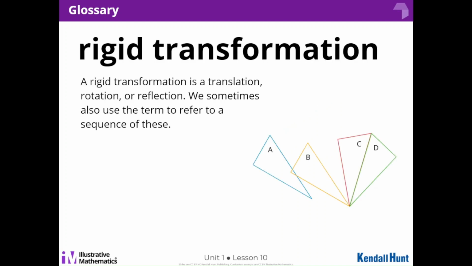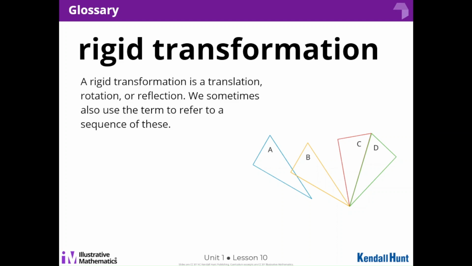Next, we have rigid transformation. This is what this lesson especially, but also the next several lessons, are going to be concentrating on. A rigid transformation is a translation, which means you're simply moving it up, down, left, right. It can be a rotation, which means you're turning it clockwise or counterclockwise. Or it can be a reflection, meaning you flipped it over.